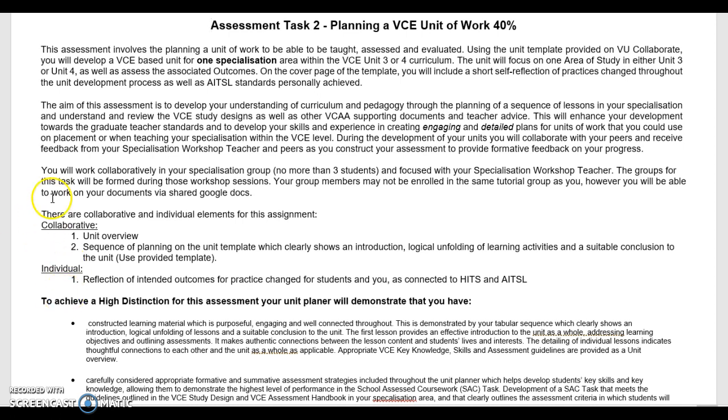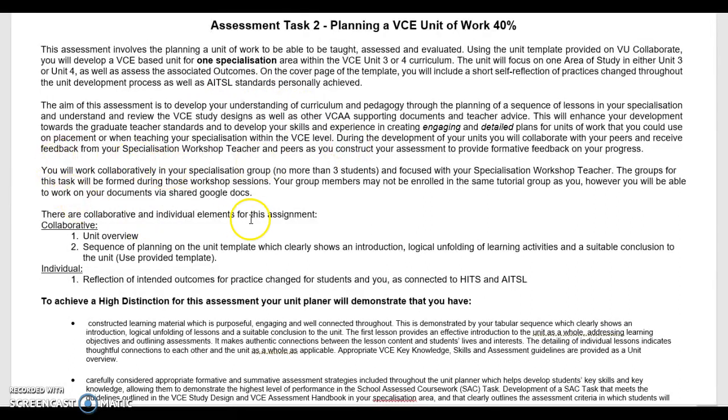The unit aim is to help you develop your understanding of the curriculum and pedagogy within the context of VCE through planning a sequence of lessons in your unit and understanding the VCE study designs, as well as other important VCAA supporting documents, including the advice for teachers. So this is going to help you towards reaching your graduate teacher standards, to develop your skills and experience in creating and engaging in detailed plans for units of work. You could use these on placement or when you're teaching your specialisation within the VCE level.